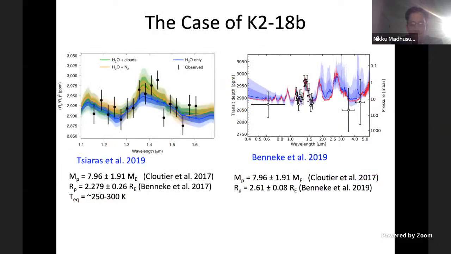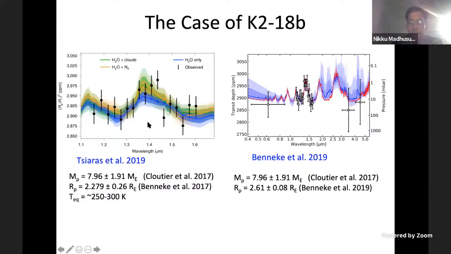So this is a case in point, a mini Neptune called K2-18b. The mass of the planet is around 8 Earth masses, and the radius estimate today is around 2.5, 2.6 Earth radii; this was an old radius estimate. The important bit is that the equilibrium temperature of the planet is about 300 Kelvin or lower, depending on what you assume for the albedo, which means it's in the habitable zone of its host star. These temperatures are habitable, even though the planet is significantly bigger.